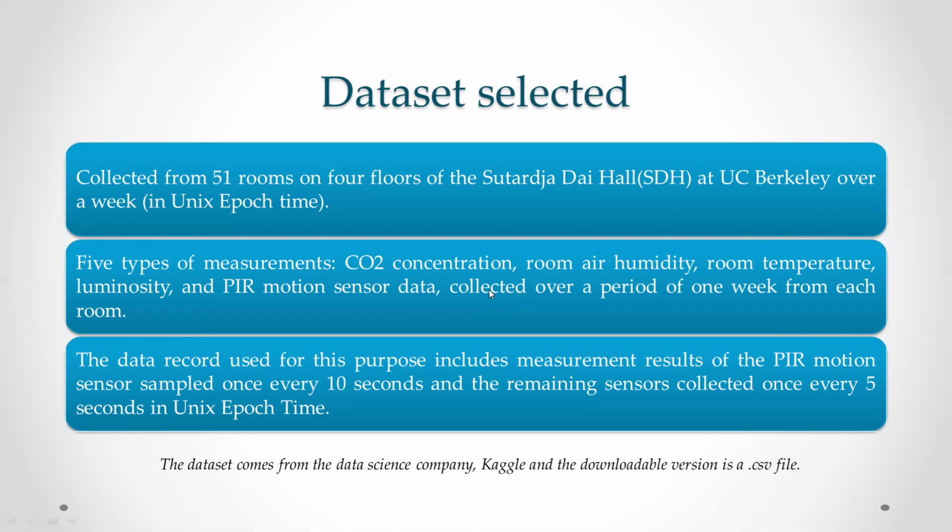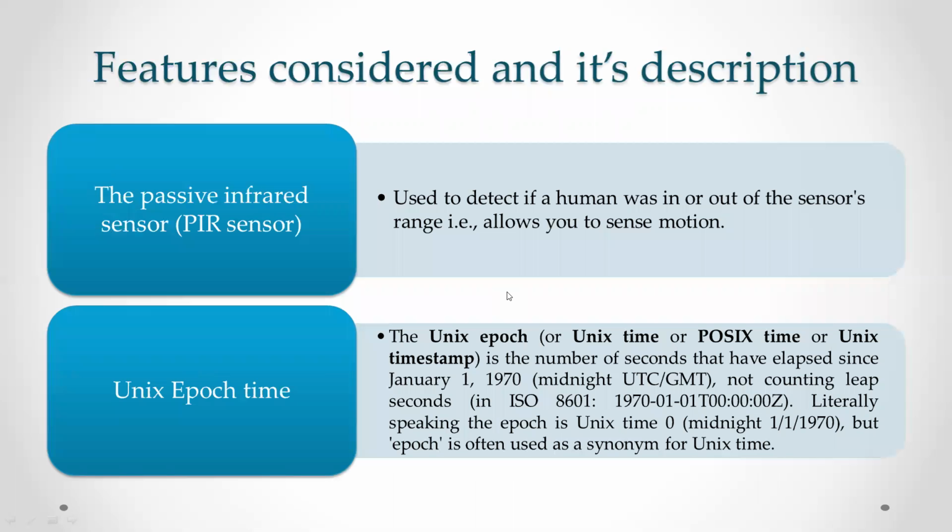The data record used for this purpose includes measurement results of the PIR motion sensor sampled every 10 seconds, and the remaining sensors collected every 5 seconds in Unix epoch time. The terms such as CO2, temperature, humidity, and luminosity itself explain the function of those sensors used respectively. The uncommon terms for me were PIR sensors and Unix epoch time.